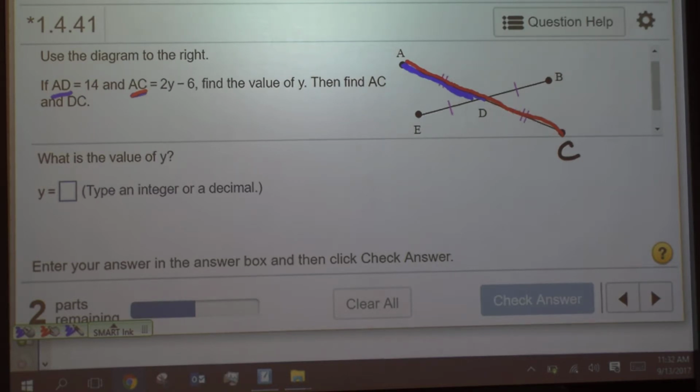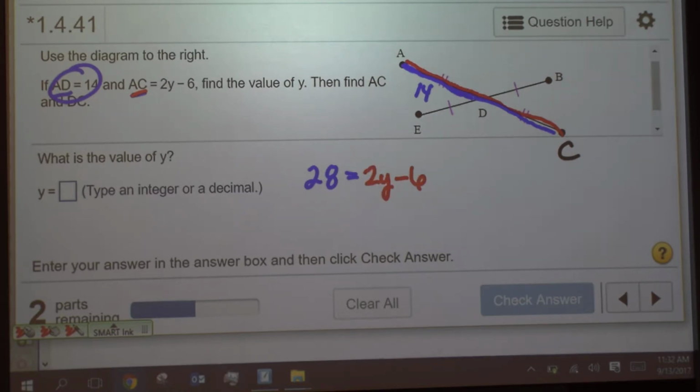Okay. So what we're saying here then is if I go ahead and take the 14, which is this A to D, and double that, that would give me that entire blue segment, right? So now I've got that entire blue segment, which we're saying is 28. Okay? That entire blue segment is now the exact same thing as that entire red segment, right? And we said the entire red segment is 2y minus 6.